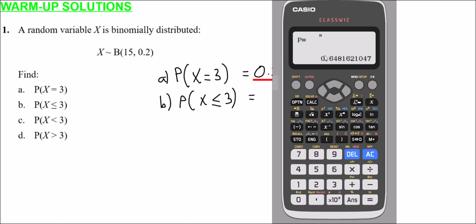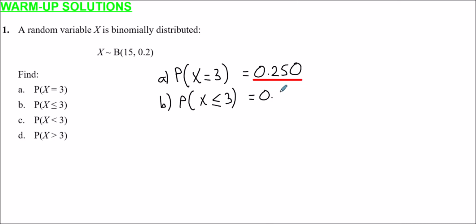So there's a big difference between CD and PD. PD works out the chance of it just being a certain singular value. CD is cumulative. It works out the probabilities inclusive of every value up to and including this number here. So that's 0.648. We can now move on and have a look at part C.